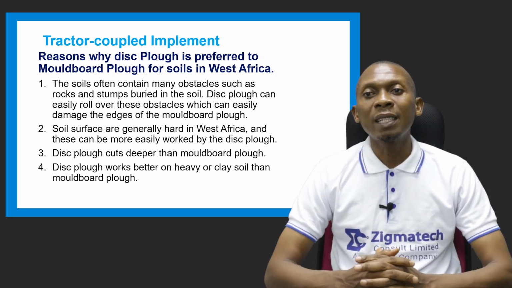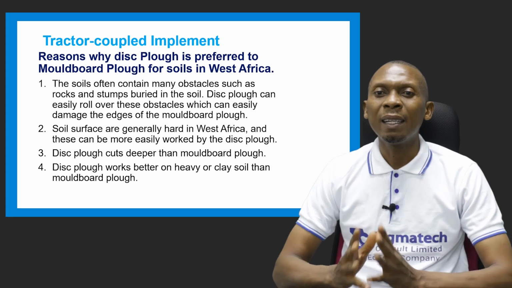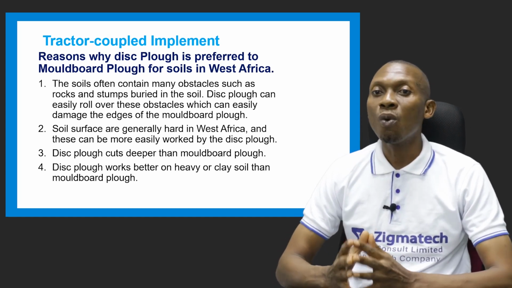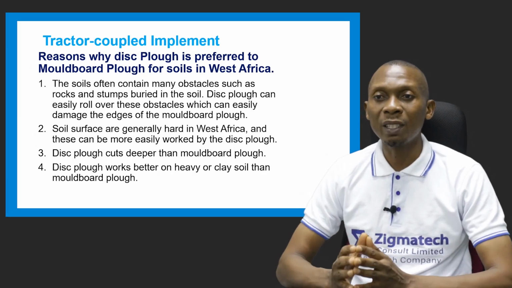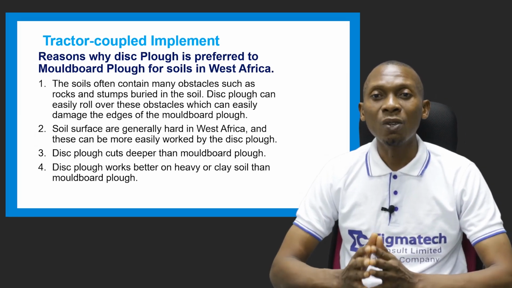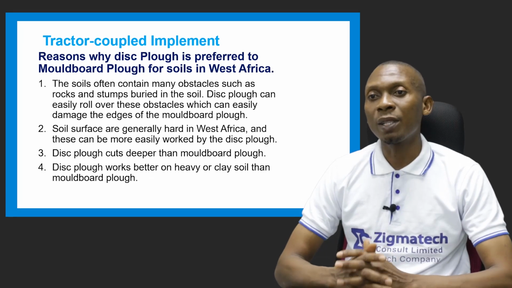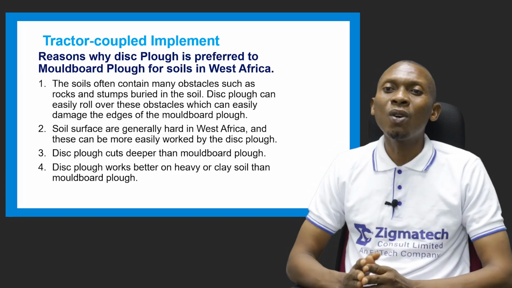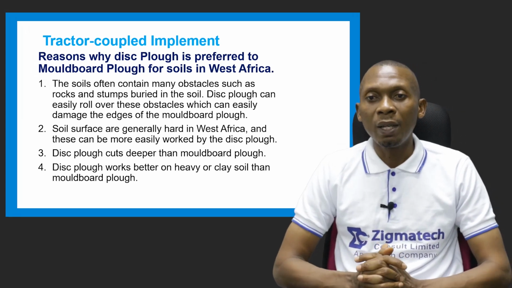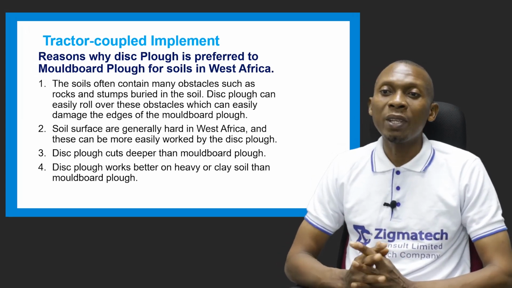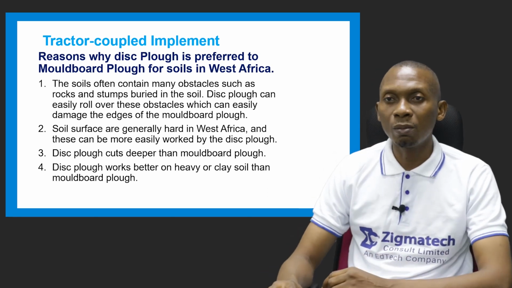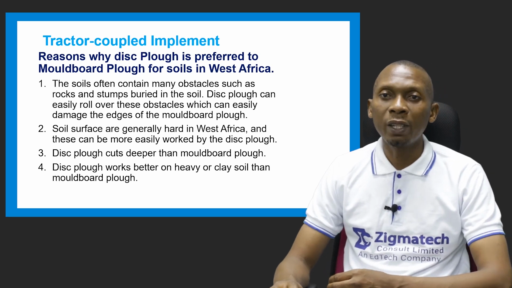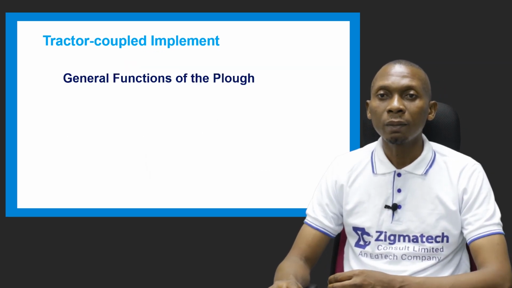Okay, now soil surfaces are generally hard in West Africa, and these can be more easily worked by the disc plow. So it's easier to work on such hard pans in West African soils using the disc plow as compared to the mold board plow. Now, the disc plow also cuts deeper than the mold board plow, and it also works better on heavy or clay soils as compared to the mold board plow. So these are the reasons why the disc plow is preferred to the mold board plow.